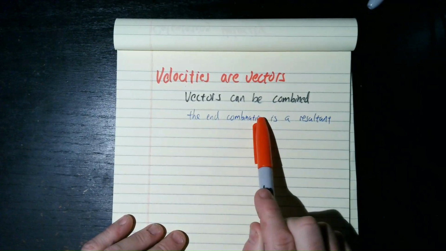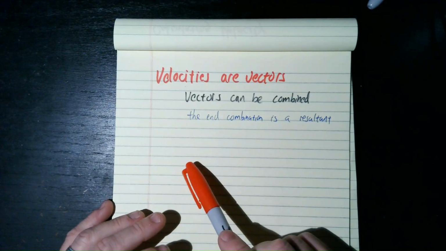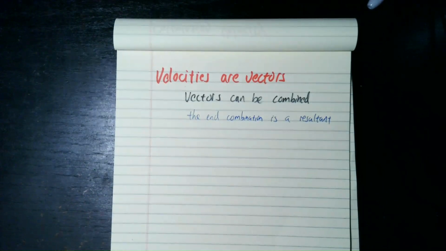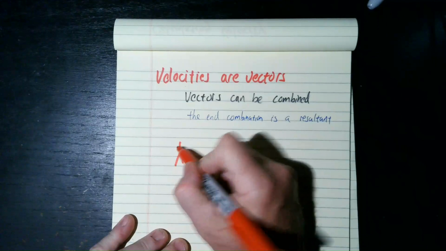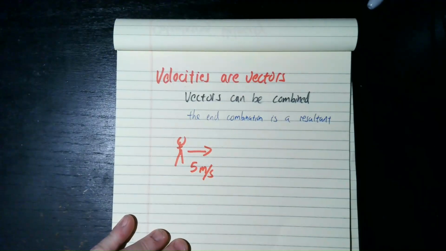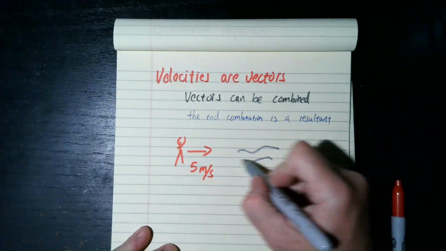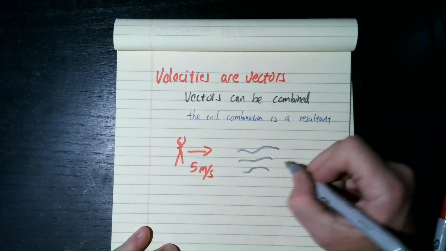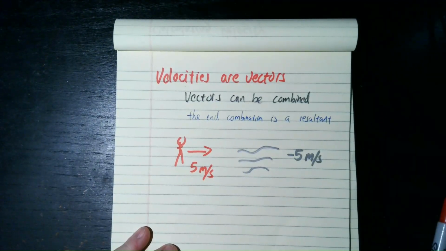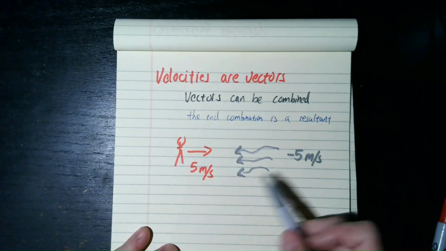The end combination of all of our vectors that are added together is called a resultant. Here with displacement, it was the end result of where I wound up from where I started. But consider velocity as a vector. Imagine I am walking forward with a velocity of positive 5 meters per second. But let's say there's a really, really strong wind blowing in my face that is blowing at a velocity of negative 5 meters per second. Notice I say negative because we're saying the wind is blowing that direction.